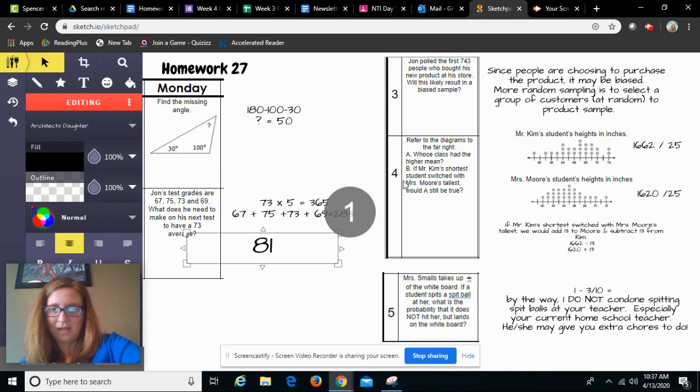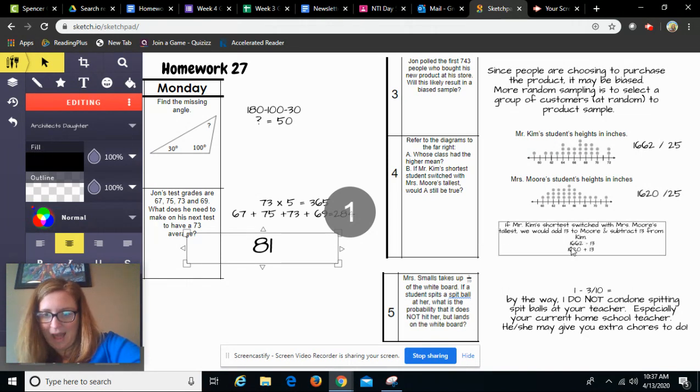Then part B says if Mr. Kim's shortest student switched to Mrs. Moore's tallest, would it still be true? So the shortest student on Mr. Kim's is 59, and if we move 59 here and we took her highest, Mrs. Moore's 72, and we moved it here, that's a difference, 72 minus 59, that's a difference of 13.